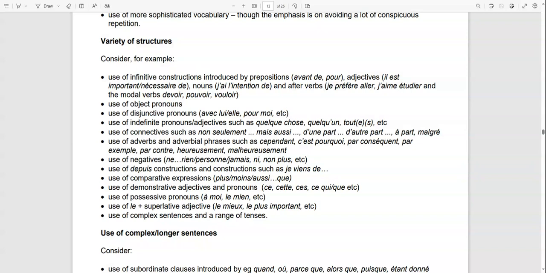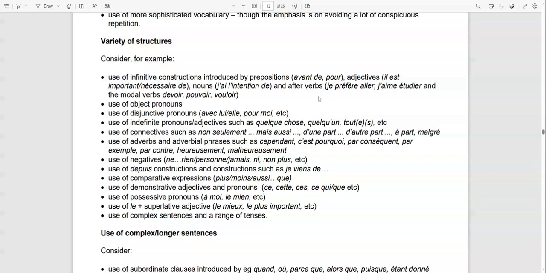So things like j'ai l'intention de, I intend to, literally I have the intention of, again followed by an infinitive. For example, I intend to travel abroad. J'ai l'intention de voyager à l'étranger.